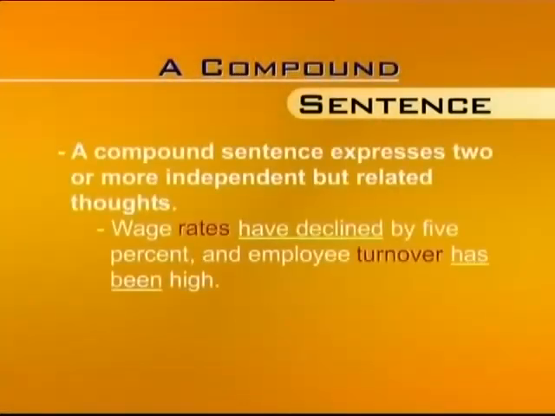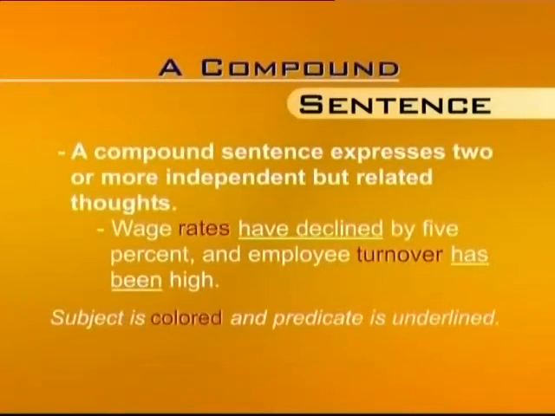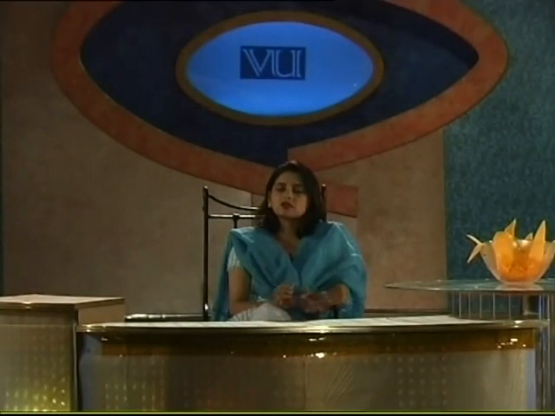A compound sentence expresses 2 or more independent related thoughts. जिस तरह कि हमने एक simple sentence में देखा कि एक independent thought था, compound sentence में 2 independent thoughts होंगे side by side. For example, wage rates have declined by 5%. ये तो एक subject हो गया, एक predicate हो गया. And employee turnover has been high. इसमें एक और subject हो गया, turnover, और एक और predicate हो गया, has been high. So as you see, it's a compound sentence. There are 2 independent ideas.